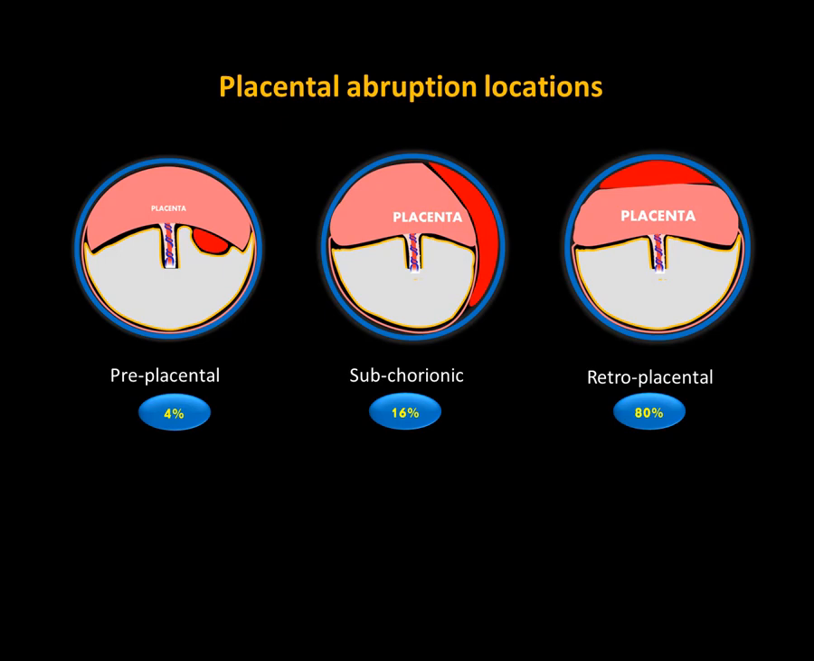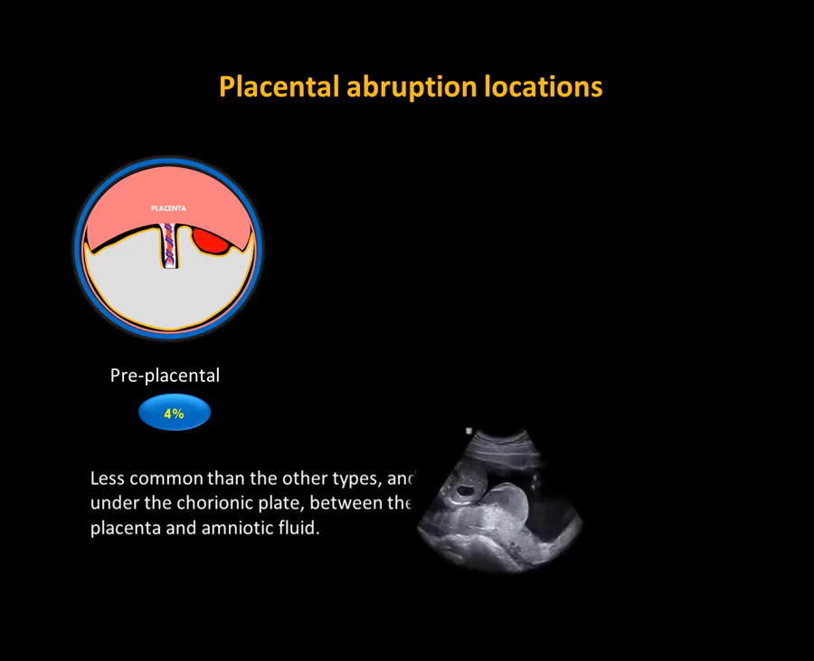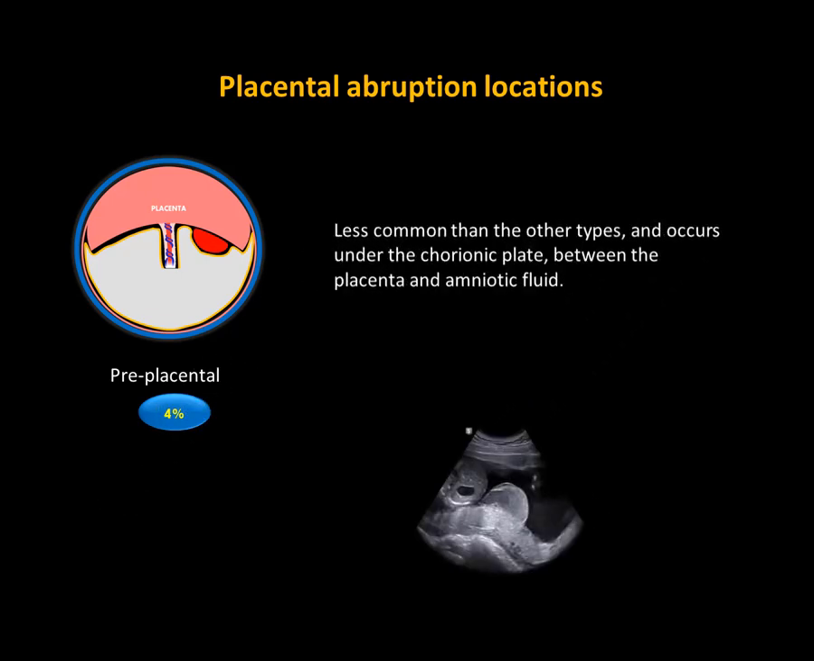Abruption can occur at various placental locations, including preplacental, subchorionic, or retroplacental. Preplacental abruption is less common than the other types and occurs under the chorionic plate, between the placenta and amniotic fluid.